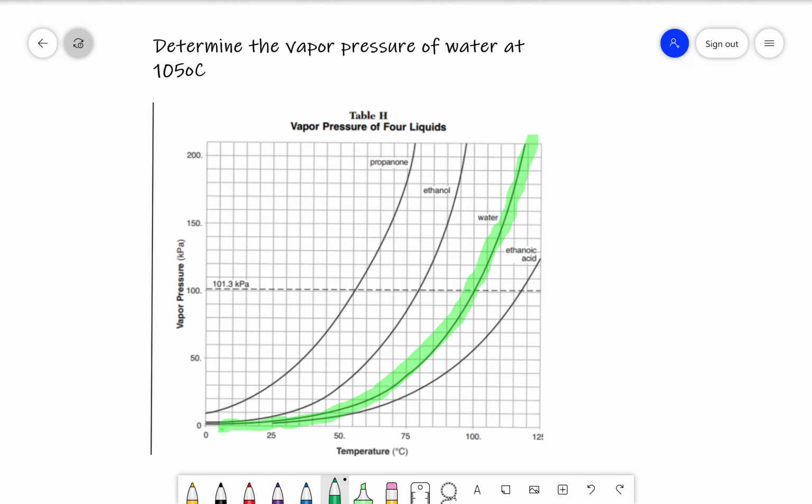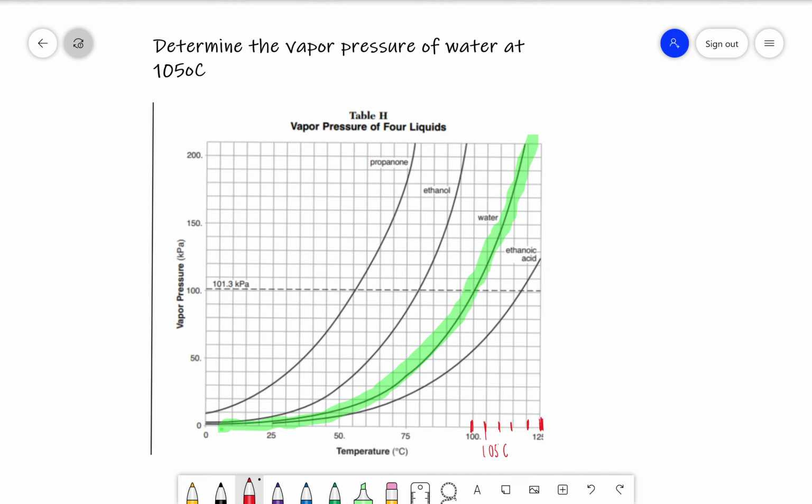So how do we find out what the vapor pressure is if we know the temperature in this case? Well, 105 degrees Celsius, let's find out where that is first. Temperature is down here. And 100 is right here. And 125 is right here. So that means this has to be 105, this has to be 110, 115, and 120. So right here, like I just said, is 105 degrees Celsius.